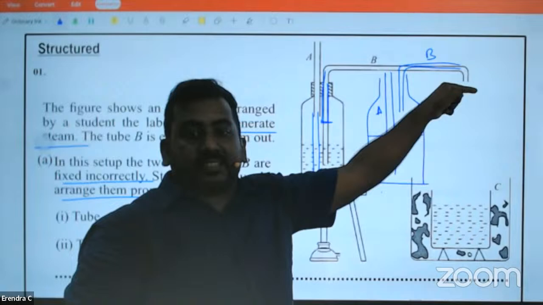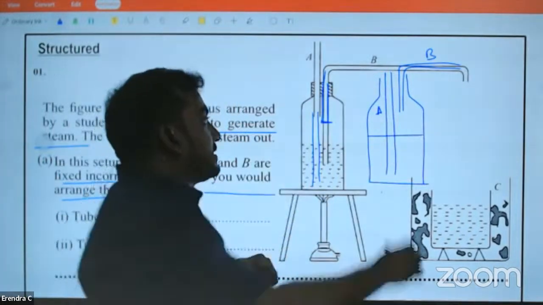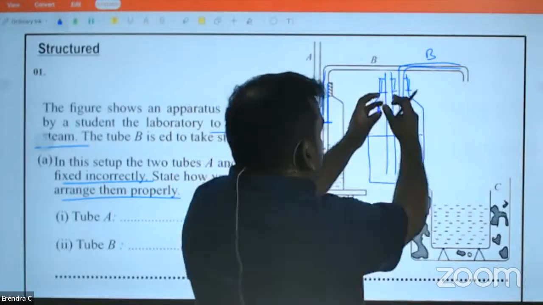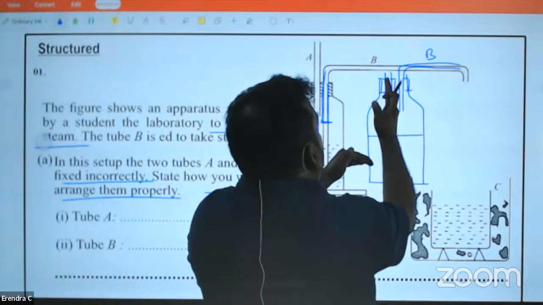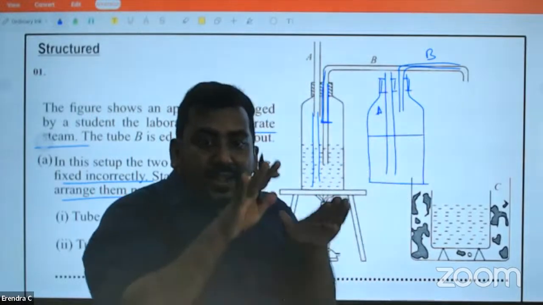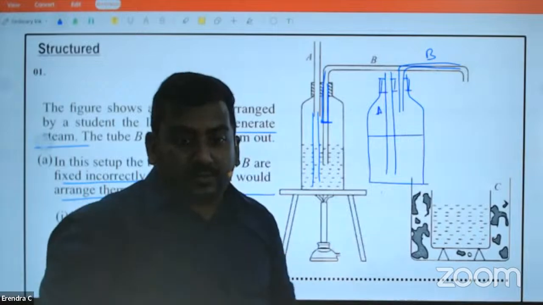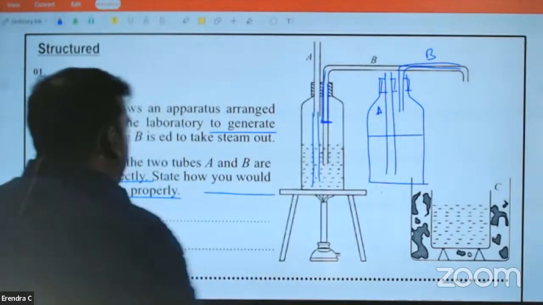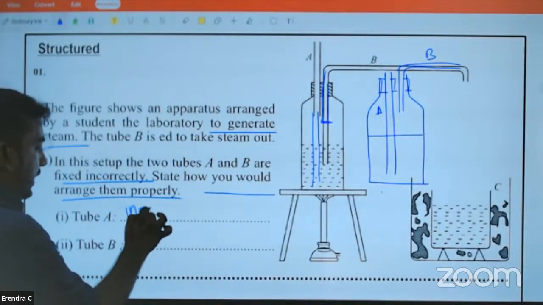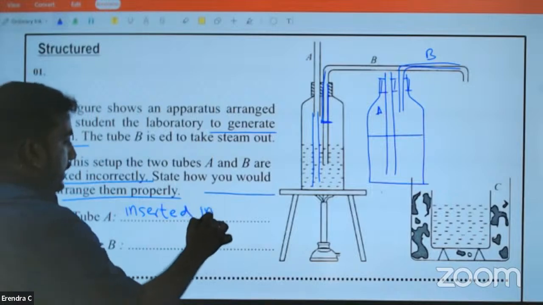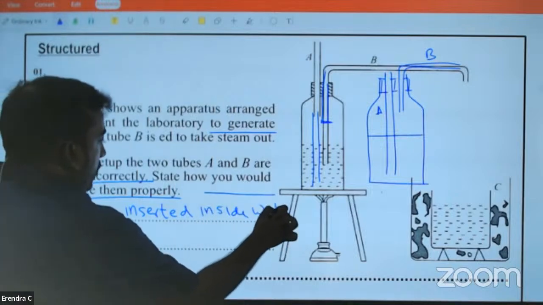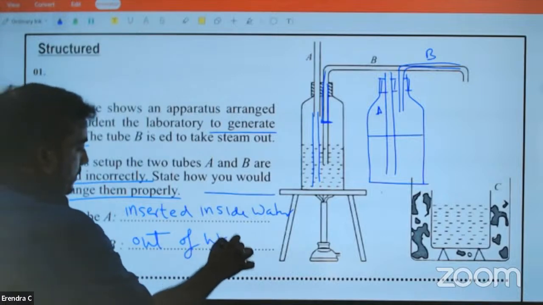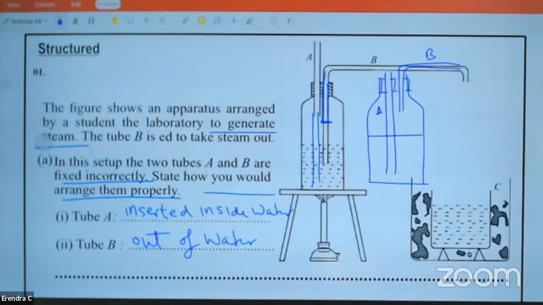So B will take steam. When the pressure inside increases, this is nicely closed now, the pressure will push the water down, water will rise along the tube and regulate the pressure. Otherwise, it will explode. So A should be inserted into water. B is out of water. Right.